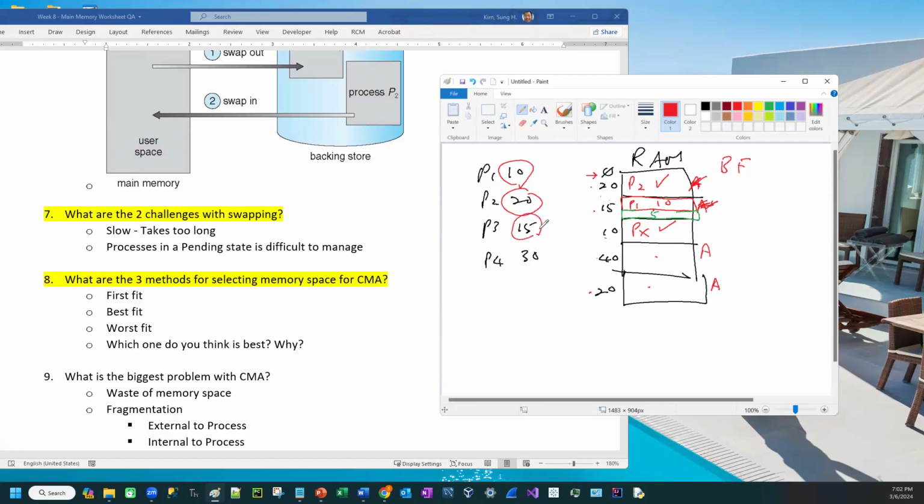Now when 15 comes, I have a choice between this guy and that guy, right? I can't take this one. So between the two, 15 would go in here because this one fits here better than 40. So I'm going to take P3 here, making a 15. But again, I have a space here available 5, right? So that's available. Now, so that's the best fit, okay? Now worst fit, let's start over again.